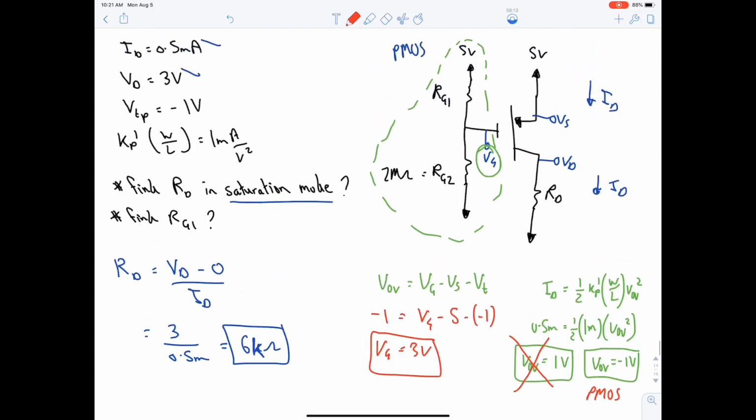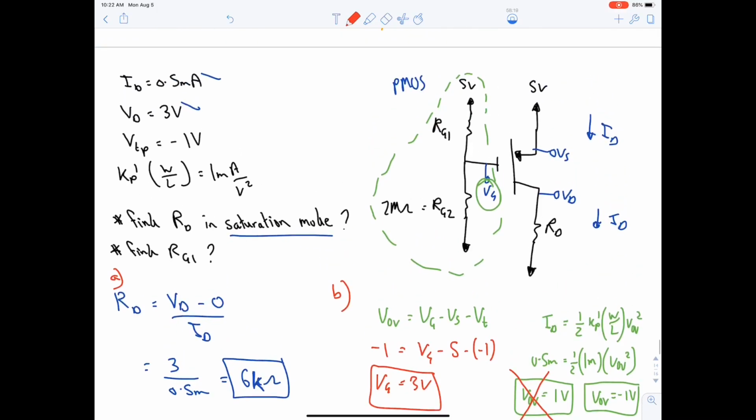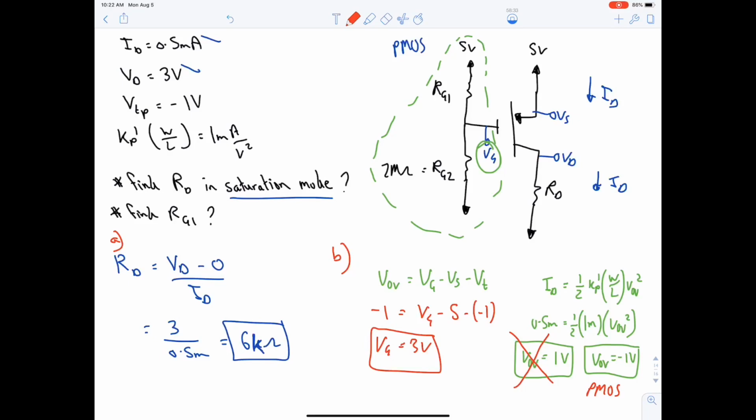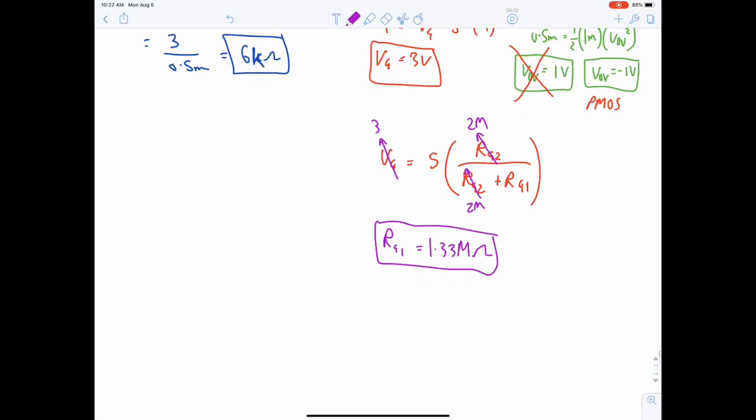After finding VG, that's part B of the question, this is part A. After finding VG, we can do voltage division. We can say VG is equal to 5 multiplied by RG2 over RG2 plus RG1. Great. So VG is 3, this is 2 mega, this is 2 mega again. So RG1, you will end up with 1.33 mega ohm. Okay, next.